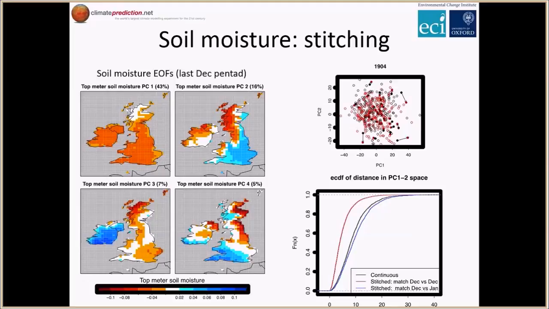is much smaller than that, and more interestingly, the blue line is the distribution of the distances between the end of December of 1981, for example, and the beginning of January 1982, when we stitch these runs using this methodology. So ideally, the blue line would lie on the black line, and you can see that they're very close, so the error that we're making there is quite small.